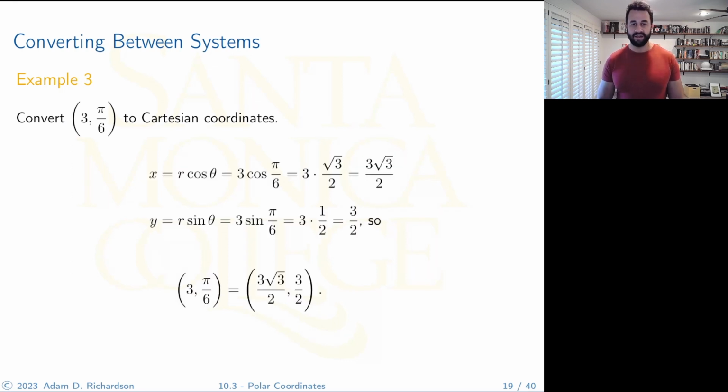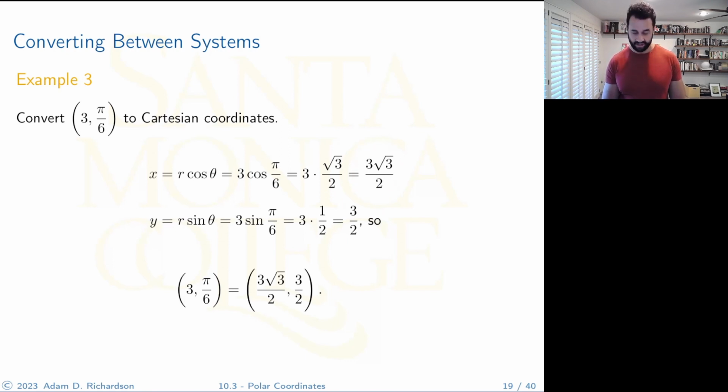This one's not so bad. We know r and we know theta. So we literally just plug in those results to our isomorphism equations. Here's r, here's theta. Cosine of pi over 6 is root 3 over 2. So when we simplify, we get this.